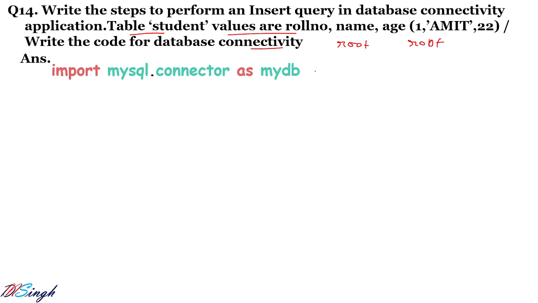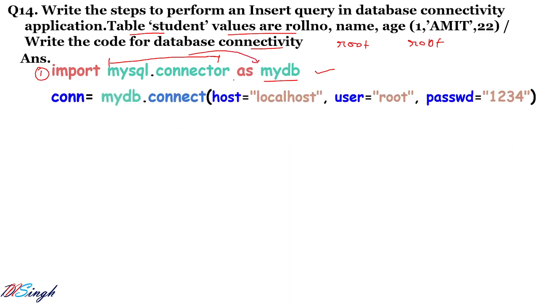First we are going to import. So this is our first job, mysql.connector as mydb. This is an alias name given for this whole thing, so we need not write this again and again. At that place, instead of mysql.connector, I can use mydb.